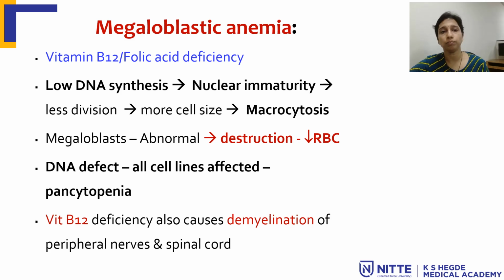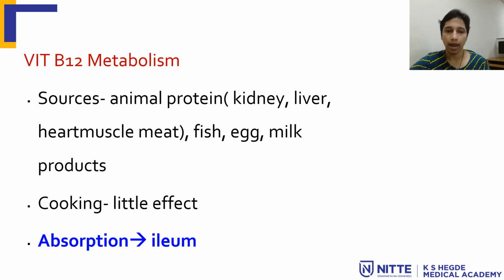In addition to folic acid deficiency, vitamin B12 deficiency also causes demyelination, causing neuropathy. This is because of demyelination in the peripheral nerves and in the spinal cord.